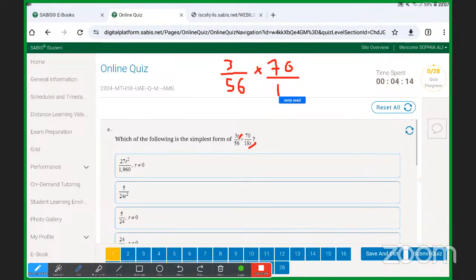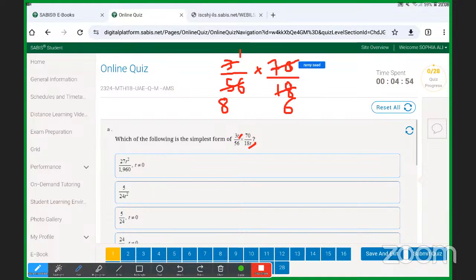What's the first thing you have said? 18 and 3. Great. So what's the greatest common factor? 3. 3 divided by 3. So when you divide by 3 here, it will be 1. Divide by 3 here, it will be 6, right? That's great. Now between 70 and 56, what's the greatest common factor? 7. Excellent. So 56 divided by 7 is 8.